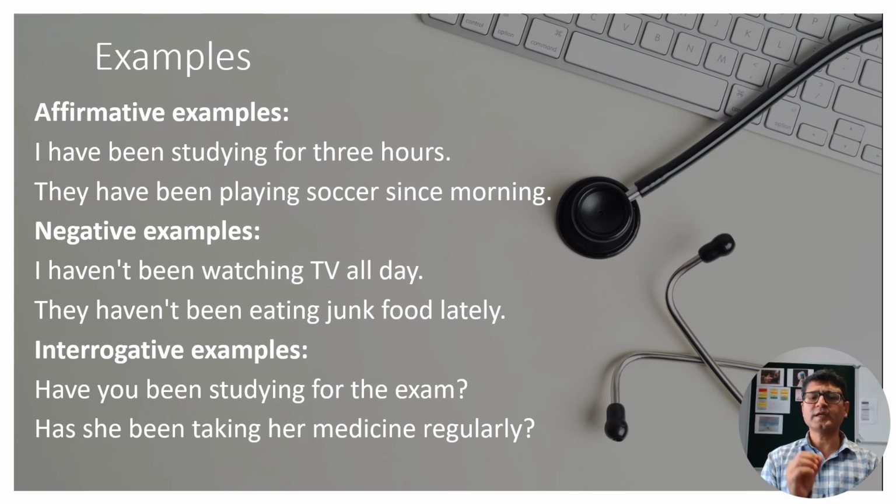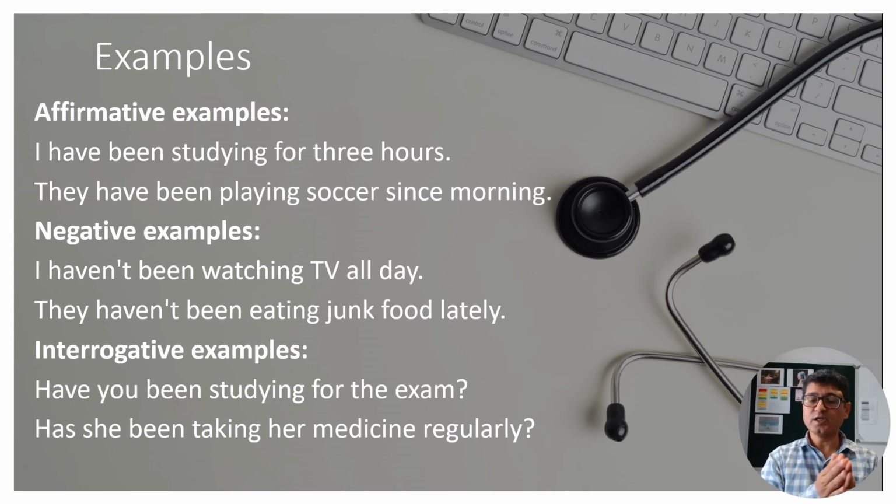Now, let's look at the examples of affirmative sentences, negative sentences, and interrogative sentences. For affirmative, we just talked about subject, then have been, then the ing form of the verb, and then the rest of the words to complete the meaning of the sentence. I have been studying for 3 hours, or they have been playing soccer since morning.